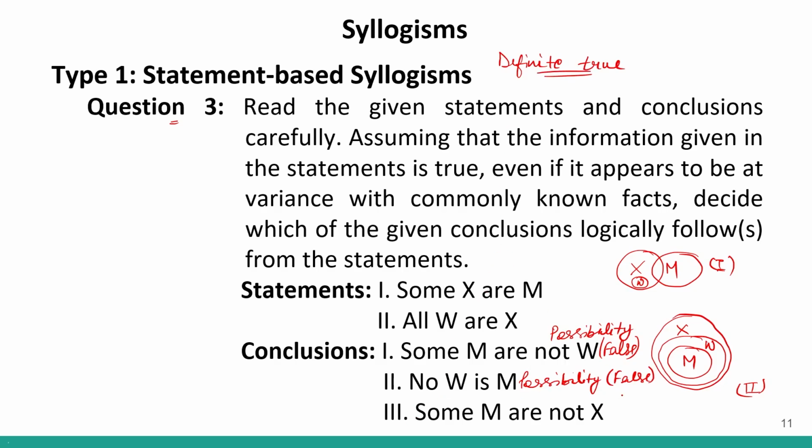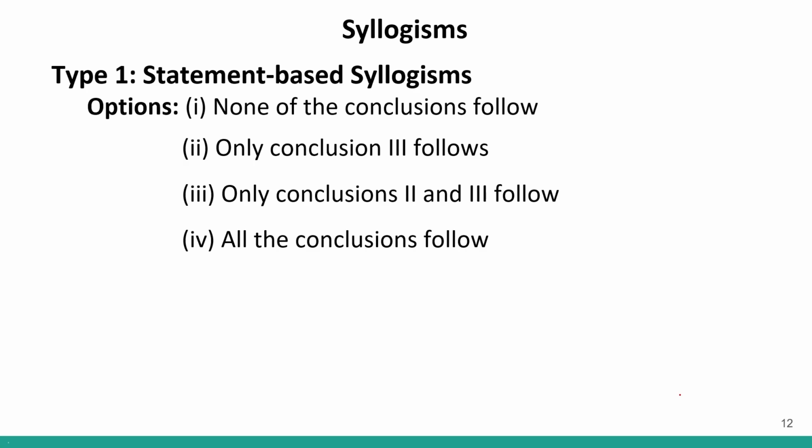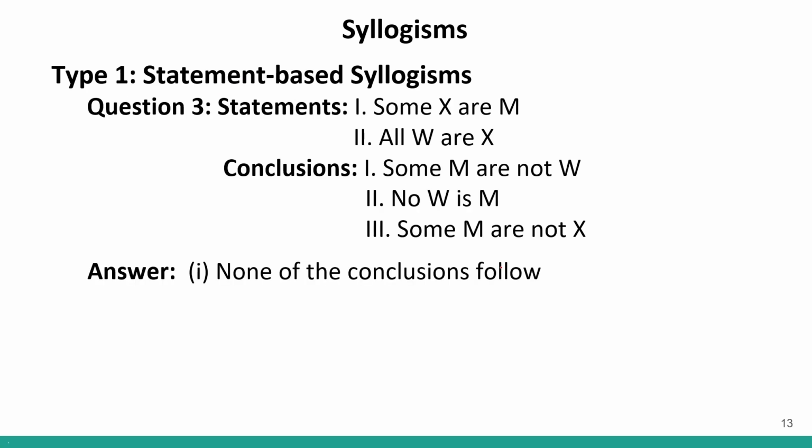Third one says some M are not X. So over here, definitely we see some overlapping. Okay, some M are not X, but over here, all M can be X. So again, it is a possibility. So it should be false. We take only situations that are 100% true. So this is false. So if I look at the options, option number 1 says none of the conclusions follow. This will be my answer. Okay.